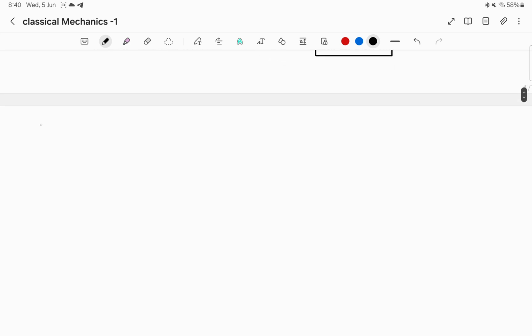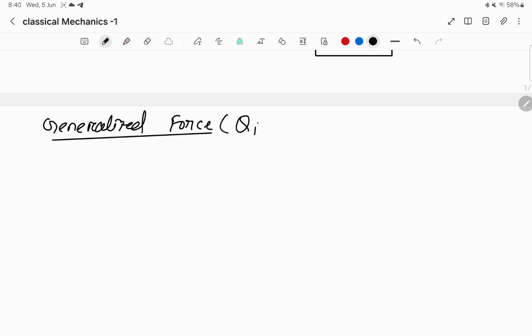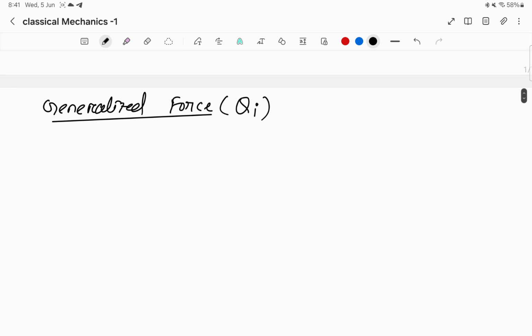Let me define generalized force, because we are going to use all these in our upcoming lecture series. Generalized force, where basically we denote it as Qi, and I am taking the notations from J.C. Upadhyay. So when you go through the book, you will have all the luxuries to go into it. So basically we are defining Qi as the generalized force in the ith direction.